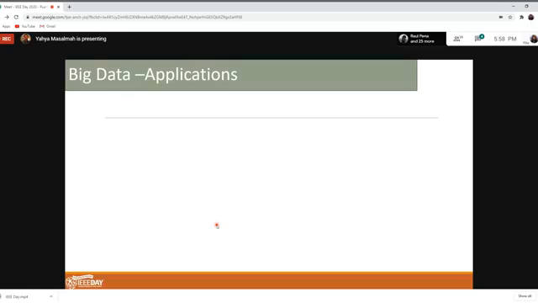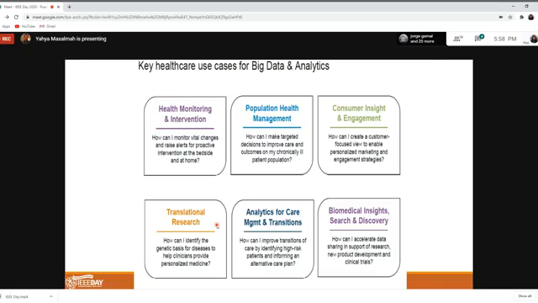What are the applications of big data? I can say that data are everywhere, and I'm going to show you some of these applications. Health monitoring and intervention: how can I monitor vital changes and raise alerts for proactive intervention at the bedside and at home? Population health management, consumer insight, translational research. How can I identify the genetic basis for diseases so health clinics can provide personalized medicine? Analytics for care management and transitions. This is for healthcare only. I'm talking about biomedical insight, search, and discovery.